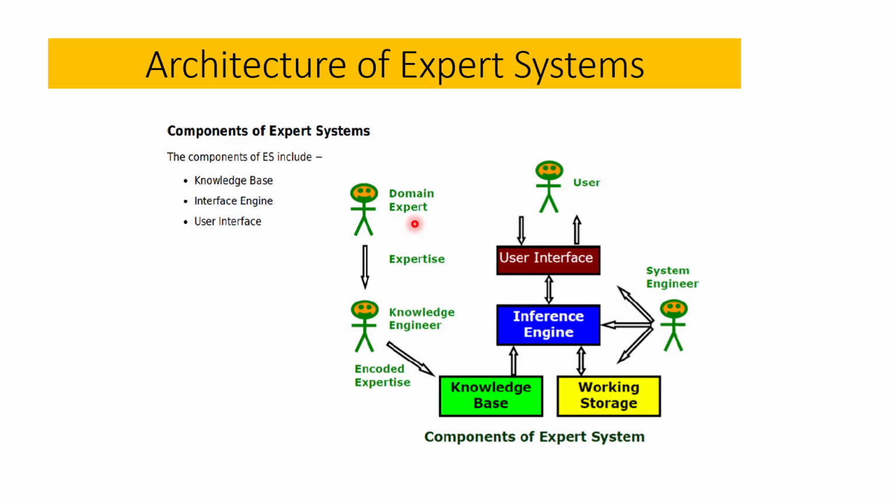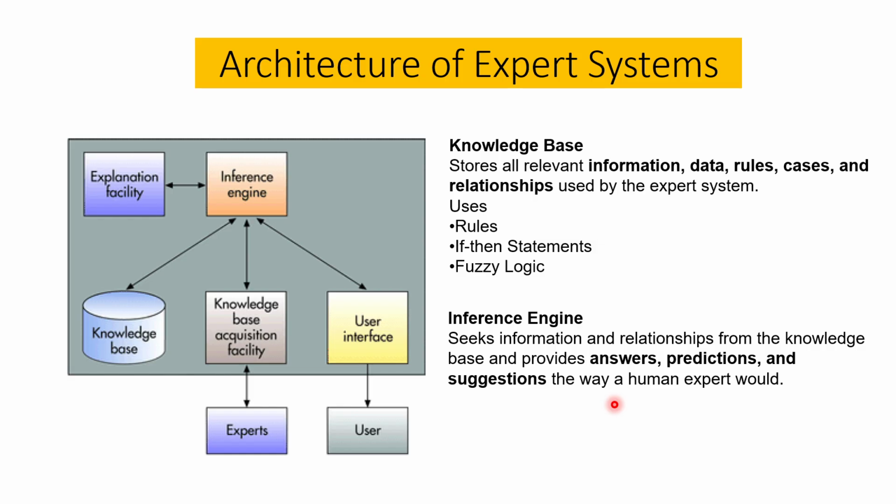Along with that, the domain expert gives some knowledge. In the previous cases we are only believing in the machine. Here, with the intervention of the human, we are going to proceed with the system. Here, inference engine, explanation facility, knowledge acquisition facility, and expert, user interface, user. Here, the knowledge base stores all relevant information, data, rules, the relationships used by the expert system. Then the inference engine seeks information and relationships from the knowledge base and provides answers or predictions or suggestions to the human who is asking.